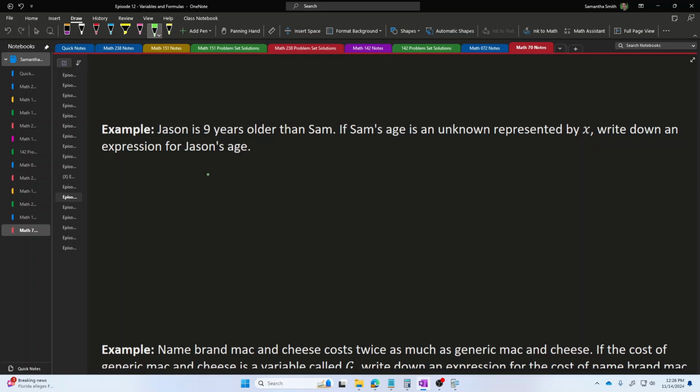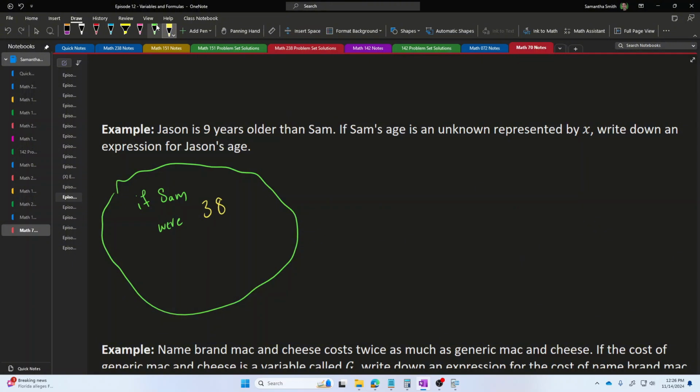Well, over on the side, I'll do a little thought bubble. If Sam were 38, say, I'm not saying I'm actually 38. I'm saying suppose maybe I was 38. If I were 38, how old would Jason be? How would I figure his age out from that?